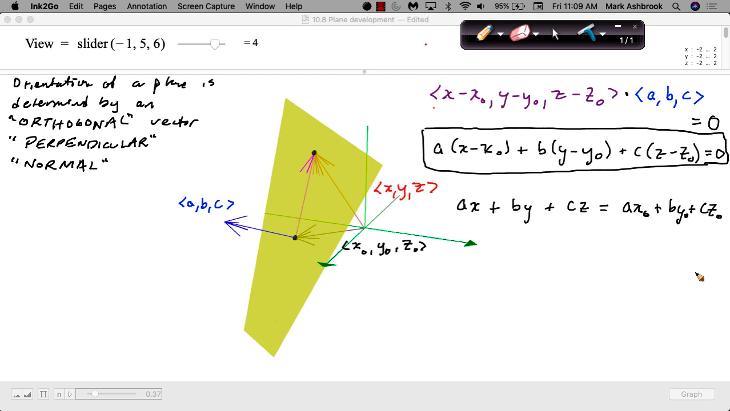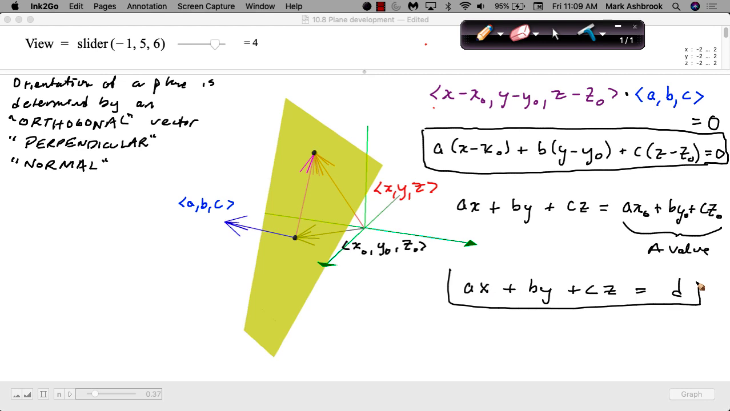Now, what about these? Any variables here? These are all known values, right? So that thing is just some number. It's just a value. So I can call it D. So now AX plus BY plus CZ equals D. It's another way to write a plane. So if you're asked to write a plane, you're going to use this.